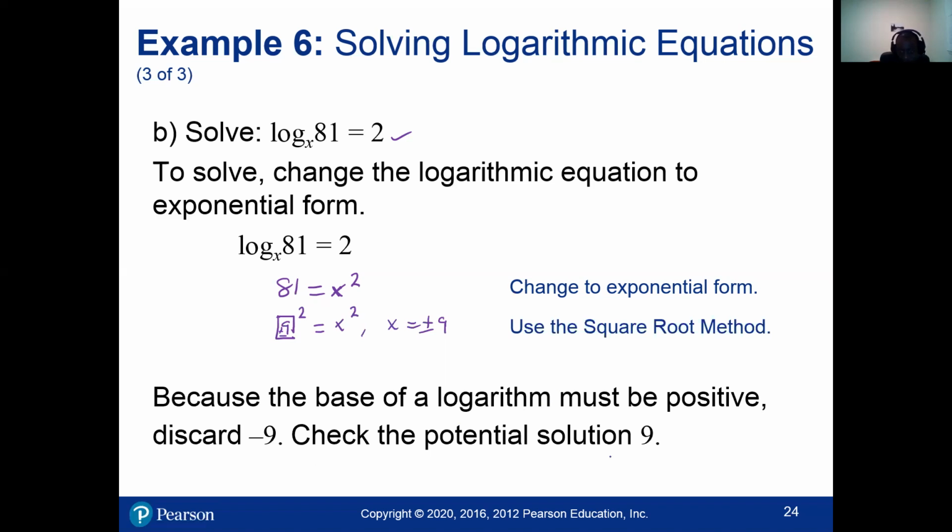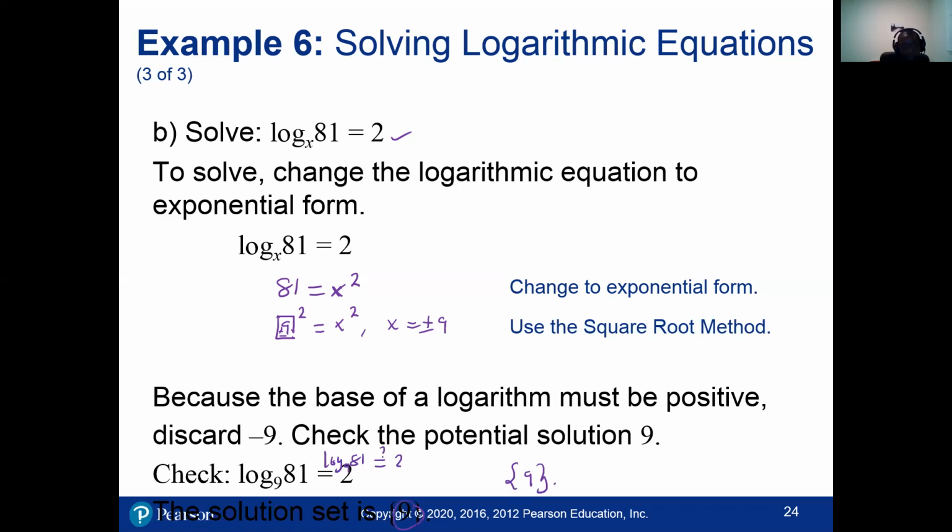If we check this, that is log base 9 of 81 is equal to 2. What must we raise 9 to, to get 81? And that is 2. So that checks. So the solution set is only 9. That's the solution set.